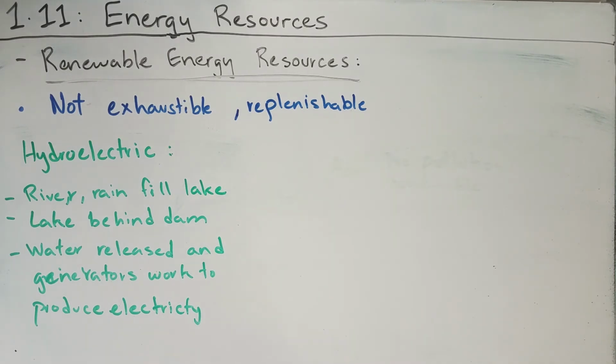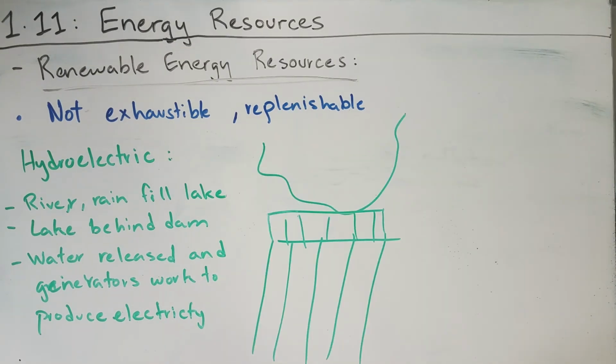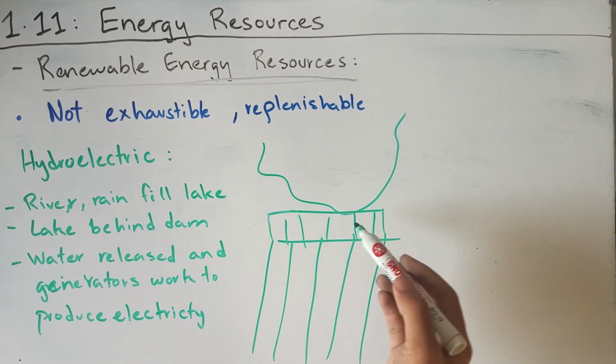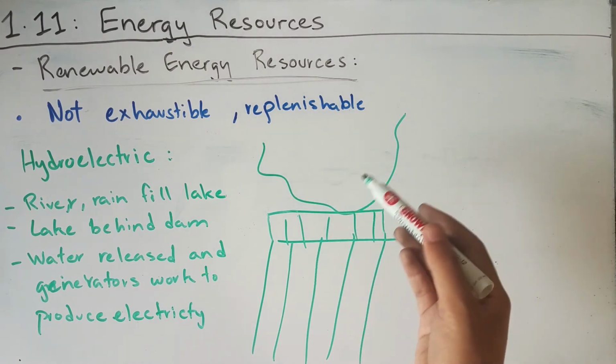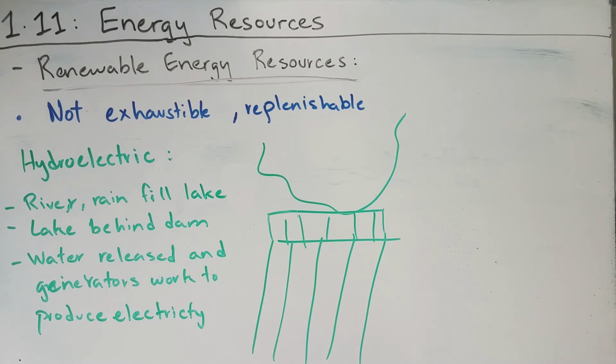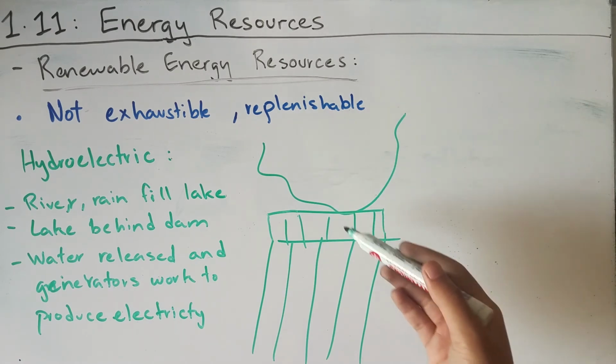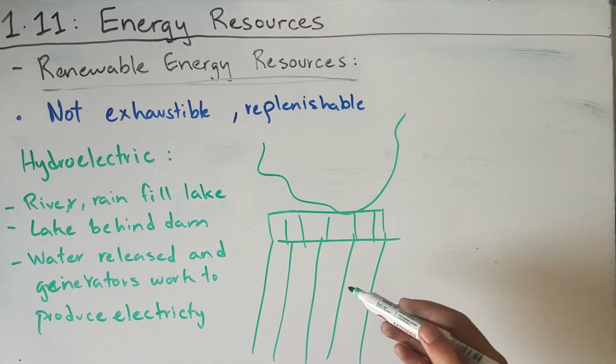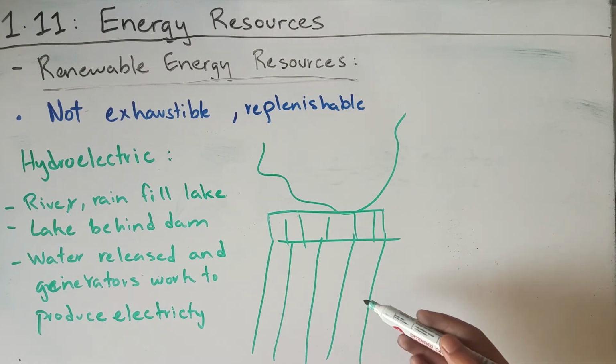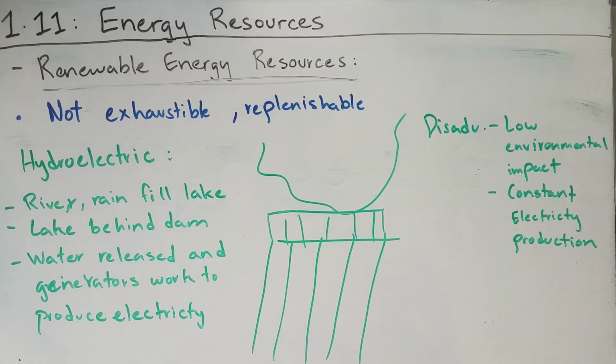In hydroelectric power, you can use rainwater, and when the water level of the lake starts to rise, you can open the barriers which allow the water to pass through, and the water that runs down from the river or the lake can be used to turn turbines, which in turn make the generators work, which produces electricity. The disadvantage of hydroelectric power is that it has a large environmental impact, which is not good for the environment. However, the advantage is that it's renewable and you get a constant production of electricity.